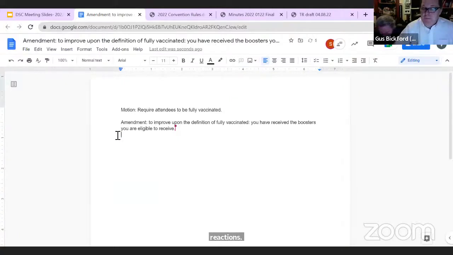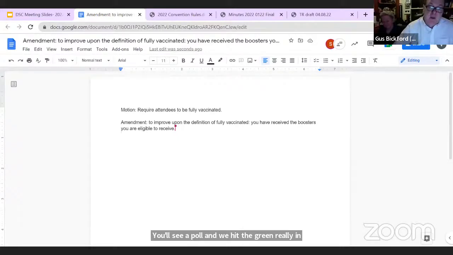And we hit the green. Green if you're in favor of the amendment to the motion, and red if you are opposed to the amendment to the motion. Yeah, well, you're supposed to click the green, not the red.